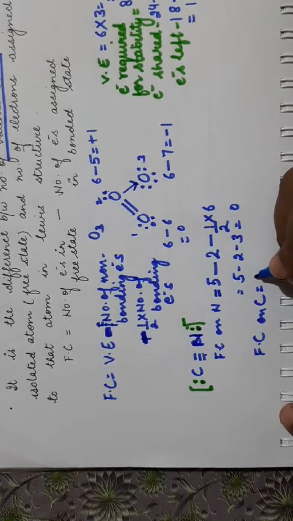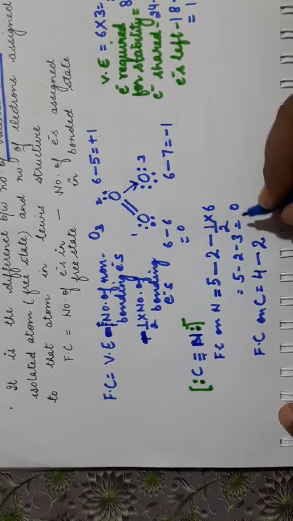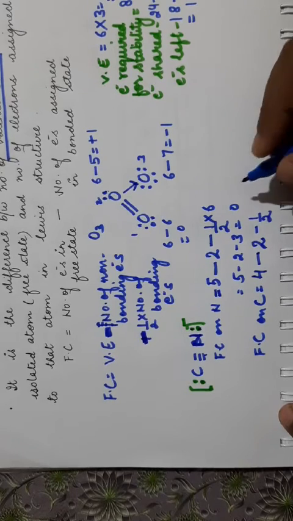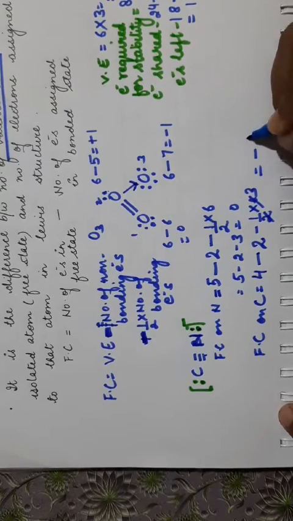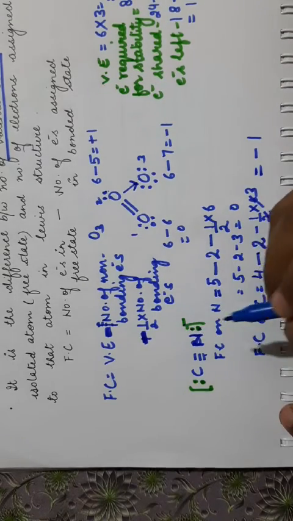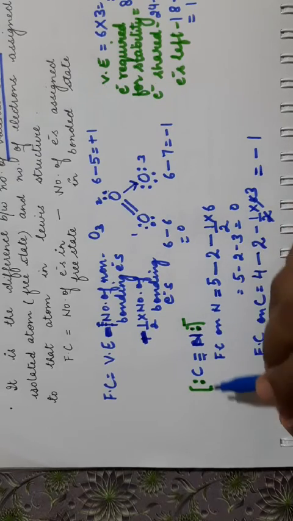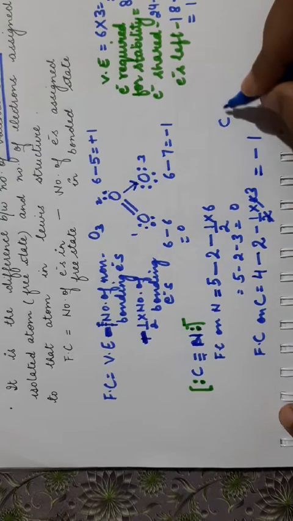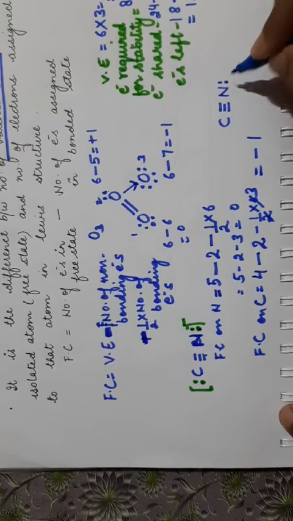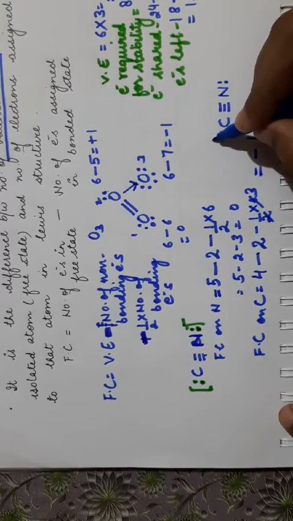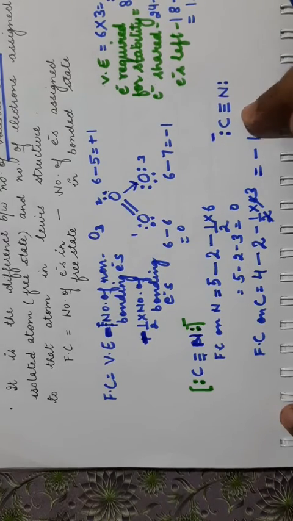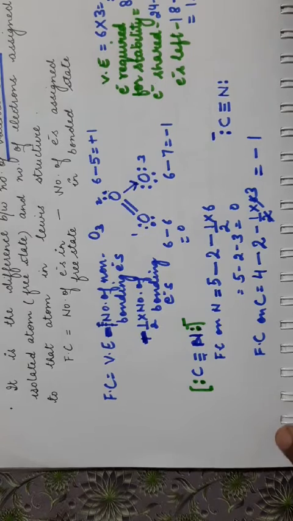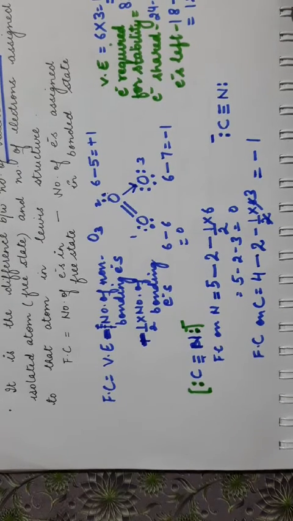Formal charge on carbon. Total valence electrons on carbon 4, minus number of non-bonding electrons 2, minus half into number of bonding electrons, again 6. So it is minus 1. So the overall charge that is present over the ion is actually present on carbon. You can write this structure like this. The formal charge is present on this carbon, minus 1 charge on carbon. Formal charge on nitrogen is 0.